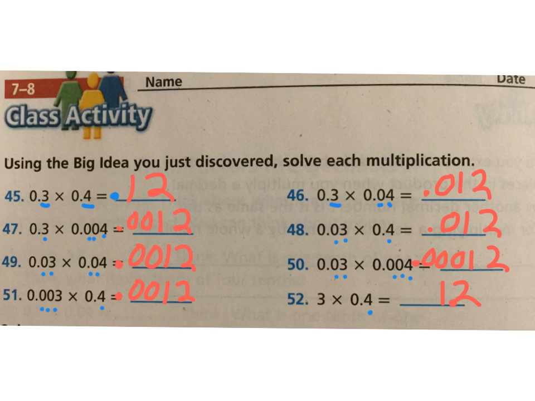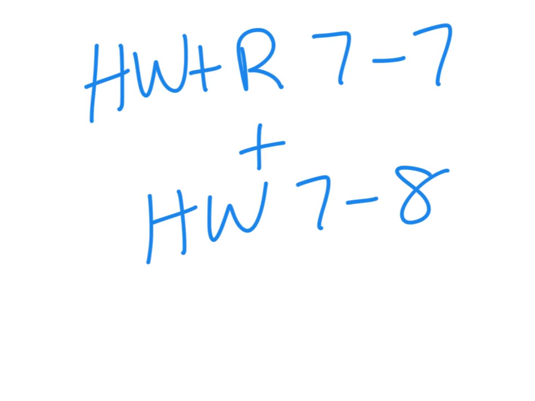All right, it's time to get busy. You are going to be doing homework and remembering 7-7, and then just homework 7-8. That's 3 sheets today, 3 of them practicing, okay? So we got a little extra time with our schedule today, so get started right away. Homework and remembering 7-7 and only homework 7-8. All right, you do not have to do remembering 7-8.